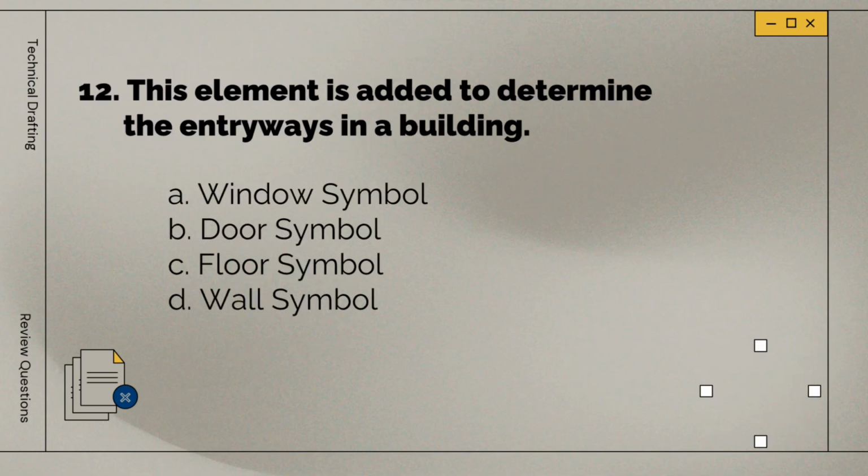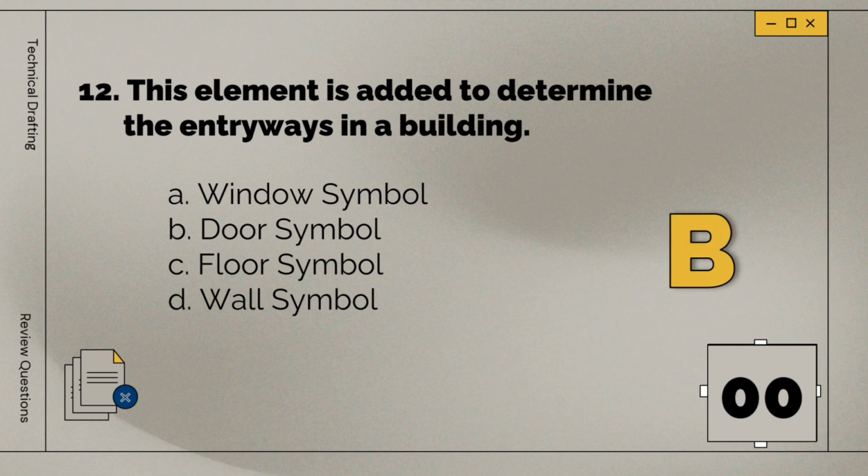Number 12. This element is added to determine the entryways in a building. The correct answer is letter B, the door symbol.